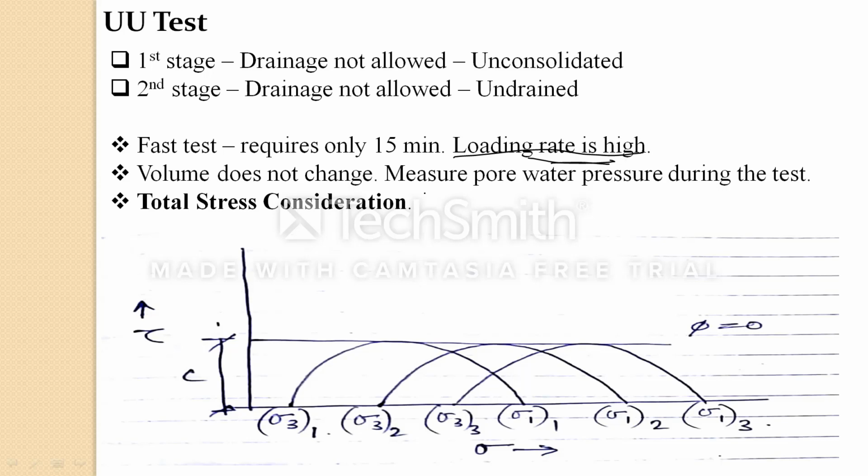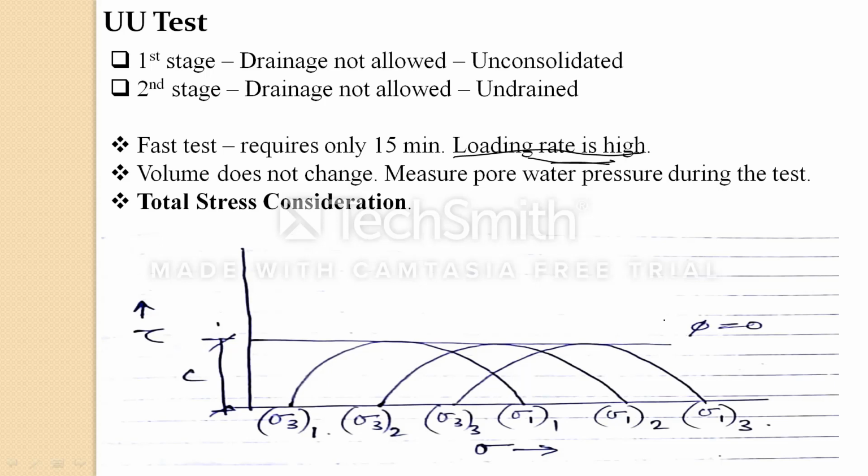And as this is an undrained test, the consideration of the stresses should be total stress. That means for drawing the Mohr circles, obviously you have to consider the total stress into account. We have already discussed it in our first slide. Now, the result of the UU test is something like this, which is shown below. The sigma versus tau, that is normal stress versus shear stress.